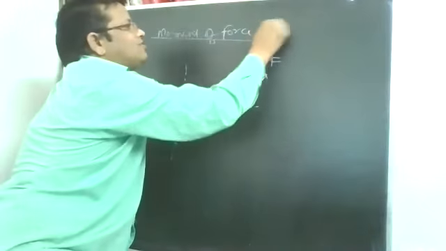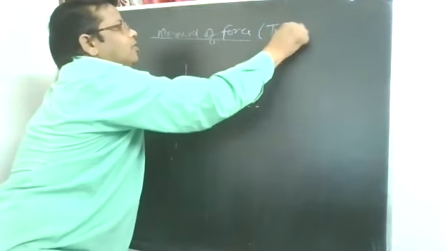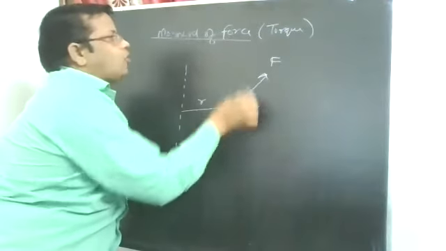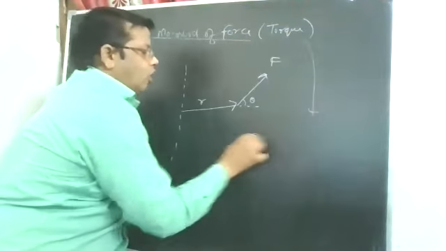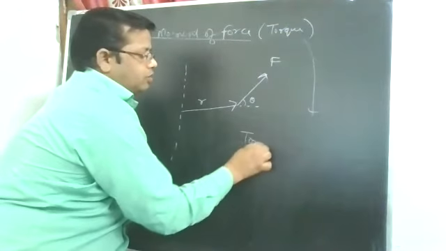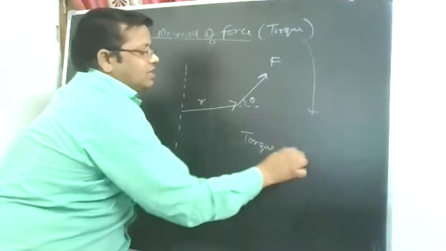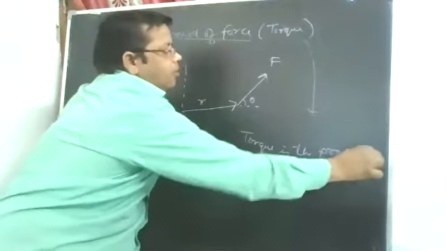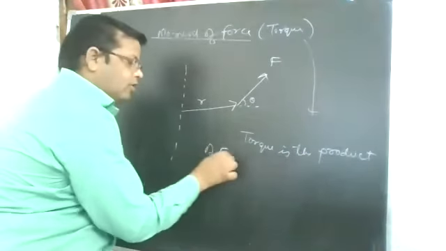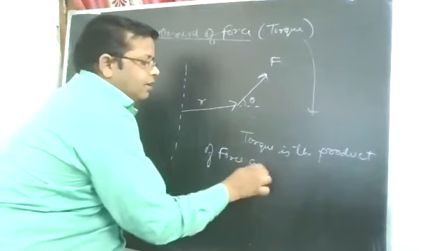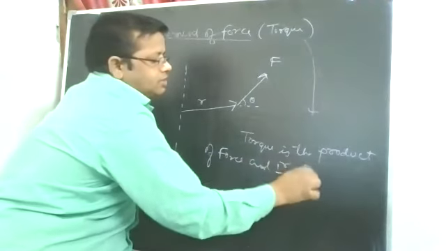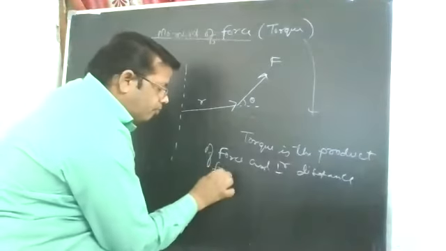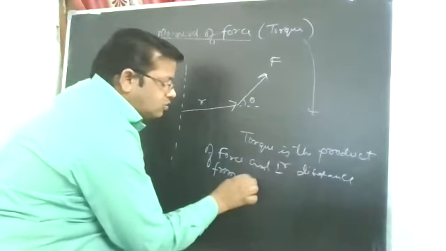What is torque? Moment of force, that is torque. Torque is force into perpendicular distance. This is the cross product. Torque is the product of force and perpendicular distance from the axis of rotation.